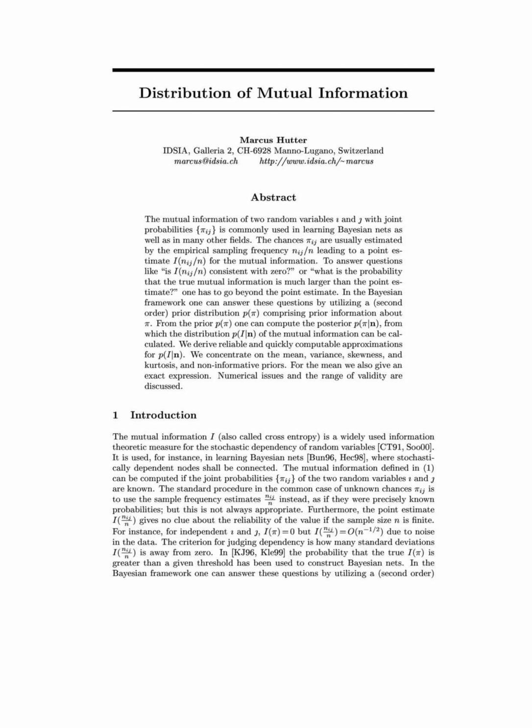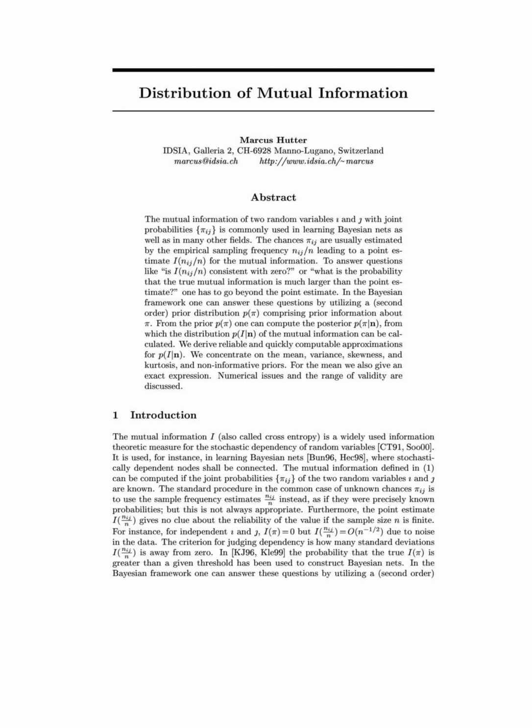Abstract. The mutual information of two random variables i and j with joint probability π_ij is commonly used in learning Bayesian nets as well as in many other fields. The chances π_ij are usually estimated by the empirical sampling frequency n_ij/n, leading to a point estimate I(n_ij/n) for the mutual information. To answer questions like, is I(n_ij/n) consistent with 0? Or what is the probability that the true mutual information is much larger than the point estimate? One has to go beyond the point estimate.